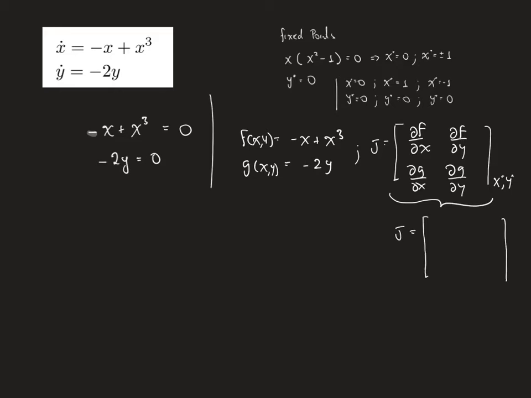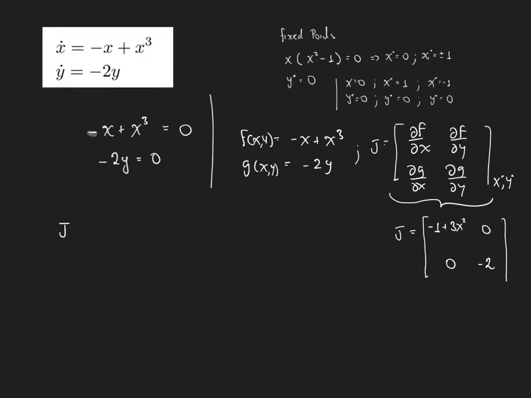So how does it look like? The first term is minus 1 plus 3x squared. Here is 0. Here is 0. And in here we have minus 2. Great. Okay, now that we have the Jacobian, we can have the actual matrices for each point.